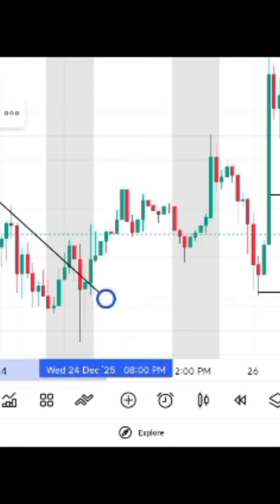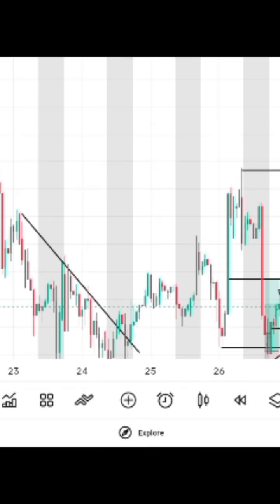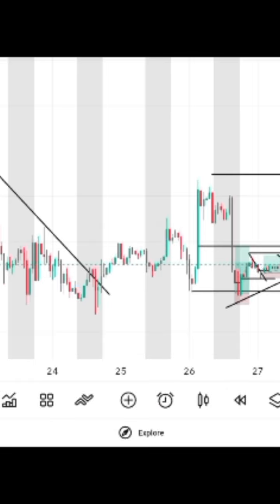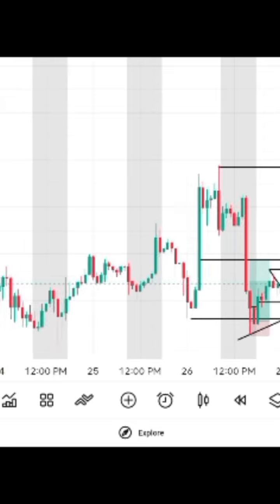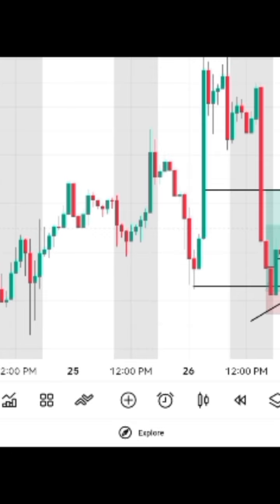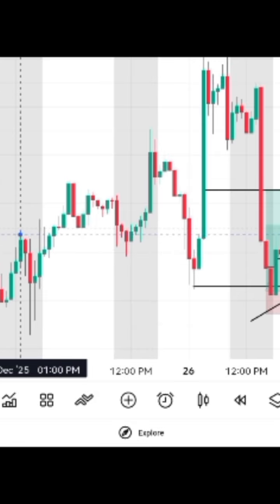If you take from here, it was just breaking structure to the downside. But that is not where we are, and that is not the place we are going to focus on. So after the market broke structure to the downside, it changed character. You can see this place here.